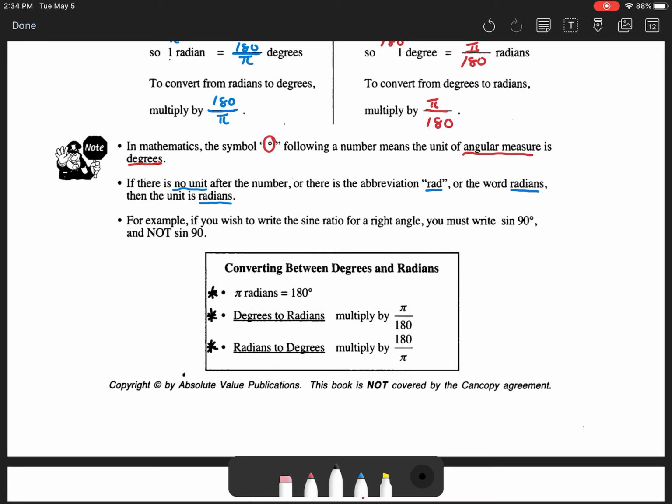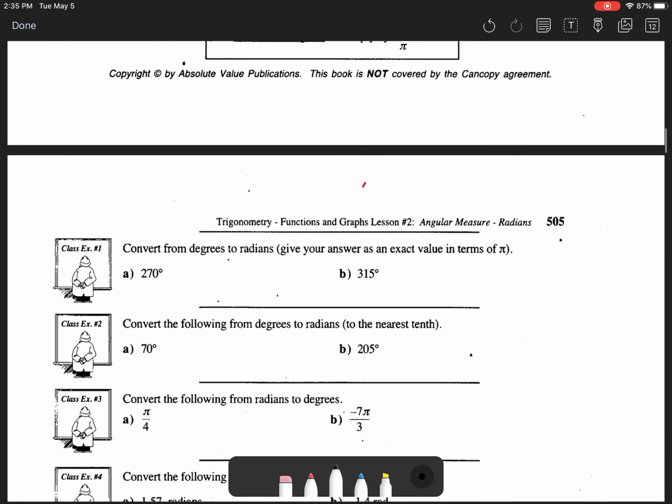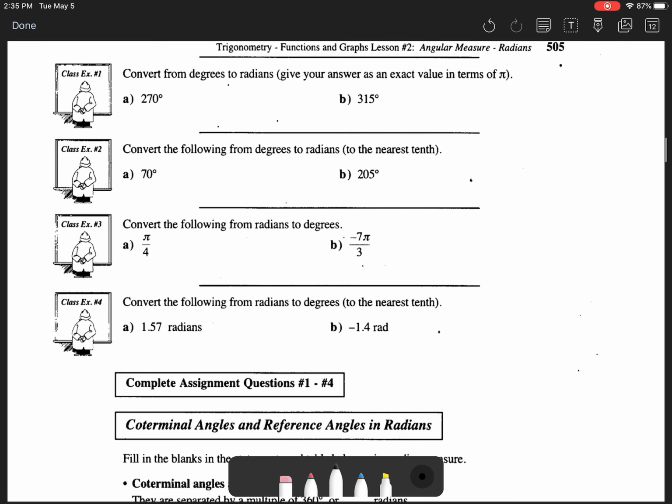So that takes us to this point, which is basically, if you see sine of 90 degrees, well, that's obviously sine of 90 degrees. If you see sine 90, that would be radians, because there are no units after, no degree symbol. So that means it is 90 radians. So don't get caught on that. You have to see the degree symbol or the word degrees basically to indicate that we are talking about degree measure.